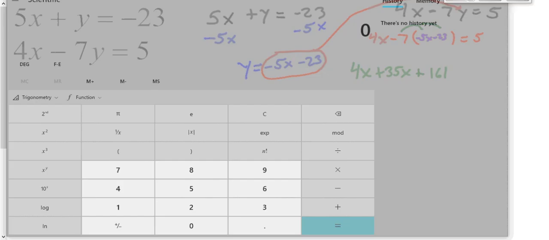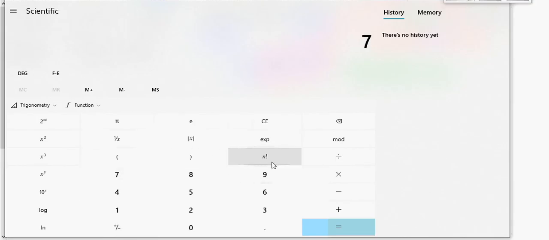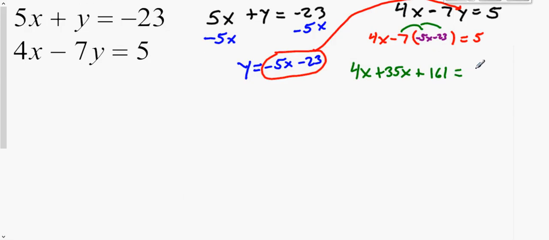Just want to double check that to make sure all this works out fine. So 7 times 23 is 161. Cool, that was right. Equals 5. Combine my like terms, so I have 39x plus 161 equals 5. Subtract 161 from both sides. That gives me 39x is equal to -155.